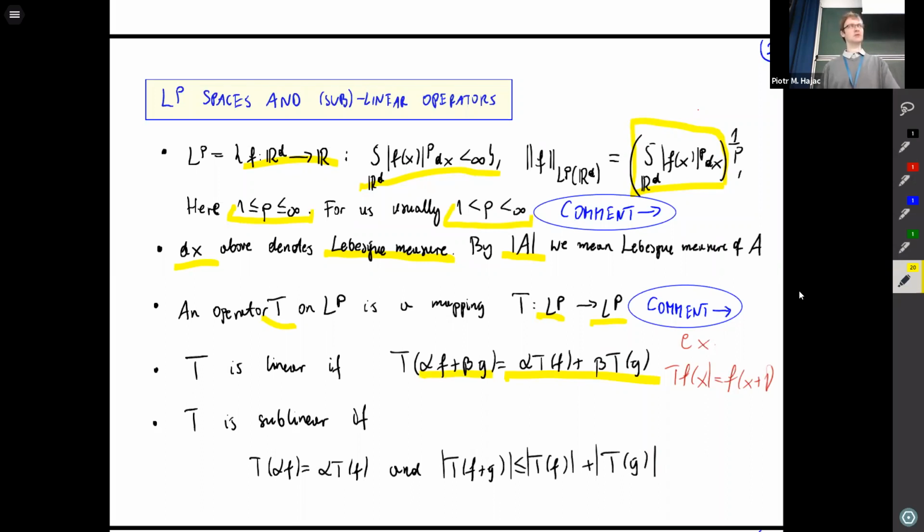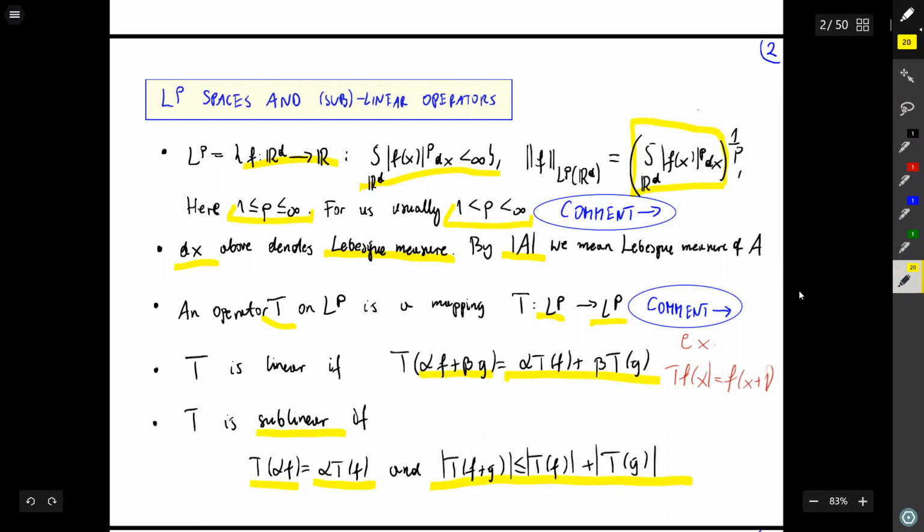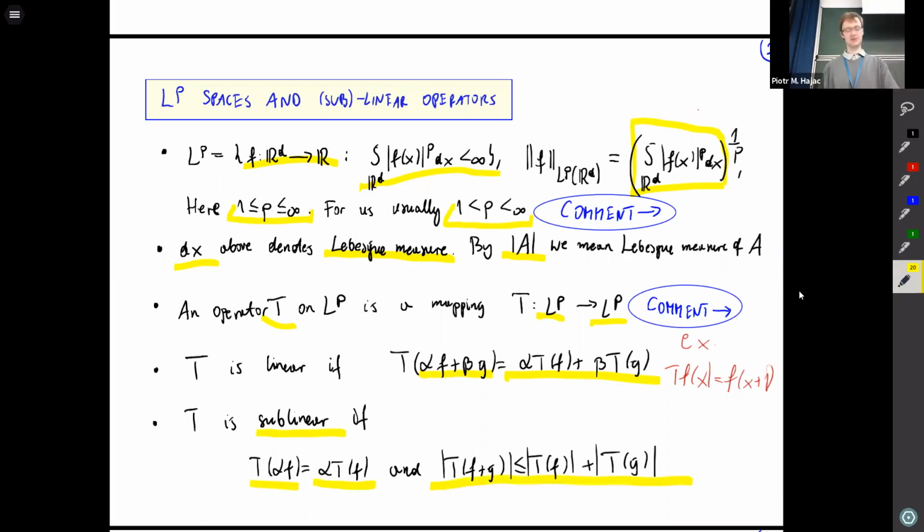But also another class of operators will be even more important to us. So we say that an operator is sublinear if it preserves multiplication by scalars. So T of alpha f is alpha T of f, and it is subadditive, meaning that if you apply it to a sum of functions, then it is controlled by the operator on one function plus the operator on the other function. Okay. So this is the most general description of the objects we are going to deal with, but we'll be more specific in a moment because we will not consider, of course, all the operators on LP, but some specific classes of them.